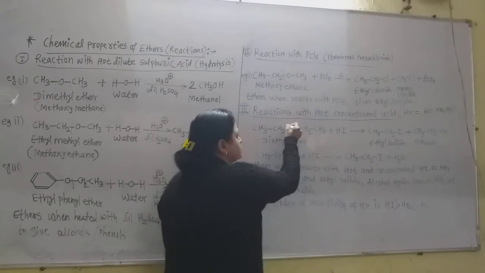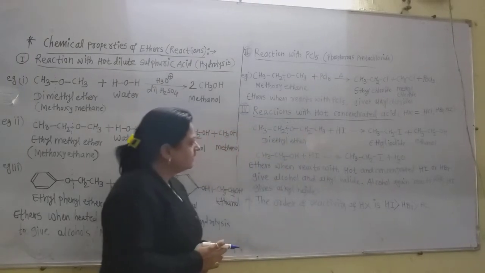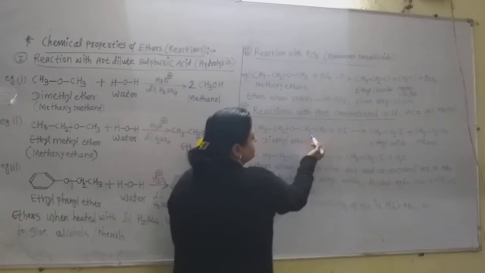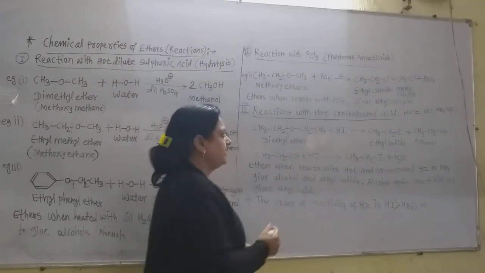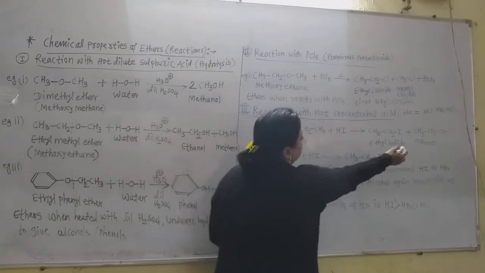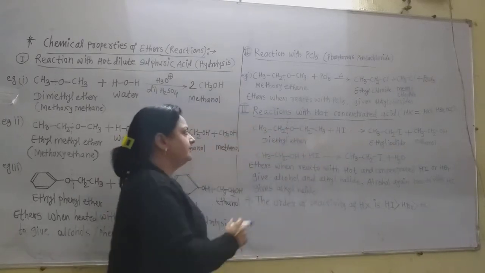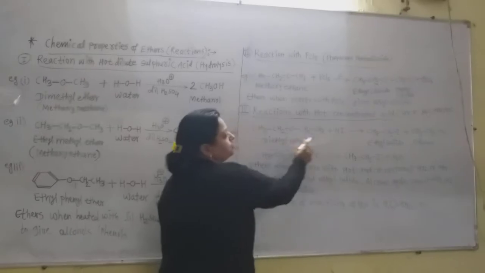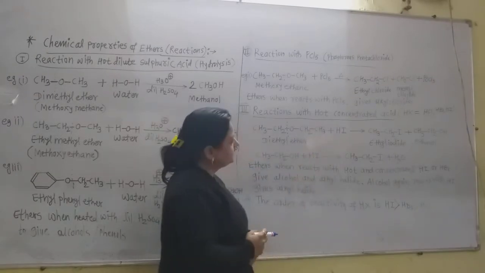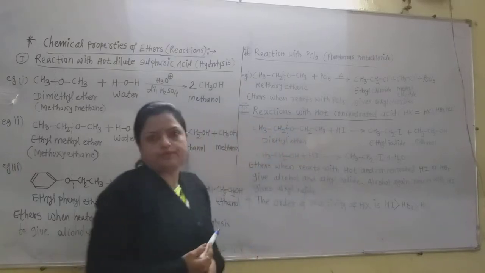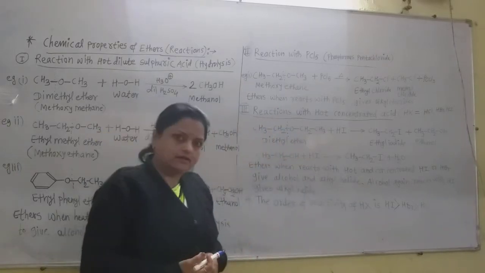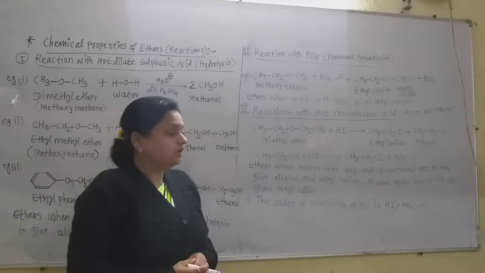Here the C-O bond also breaks, and this CH3CH2O reacts with this HI and extracts this hydrogen, forming ethanol. And this alkyl group, CH3CH2, reacts with this iodide ion to form ethyl iodide. So we obtain two different products: one is an alkyl halide and another is the alcohol.